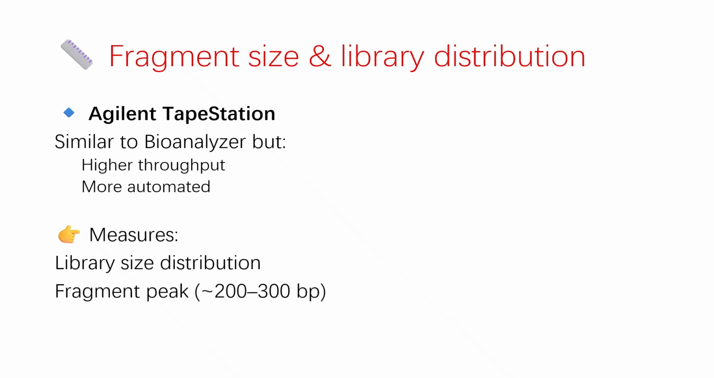Next, we check fragment size and library distribution. This tells us whether our DNA fragments are in the correct size range for sequencing. Ideally, we want a tight, consistent peak, showing uniform fragment sizes. If the distribution is too broad or has unexpected peaks, it may indicate issues like overfragmentation or adapter dimers. Getting this right is crucial for efficient sequencing and reliable results.